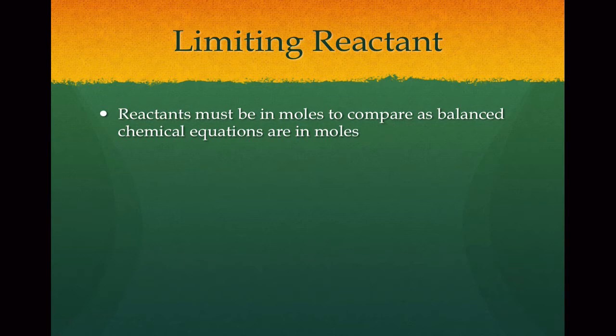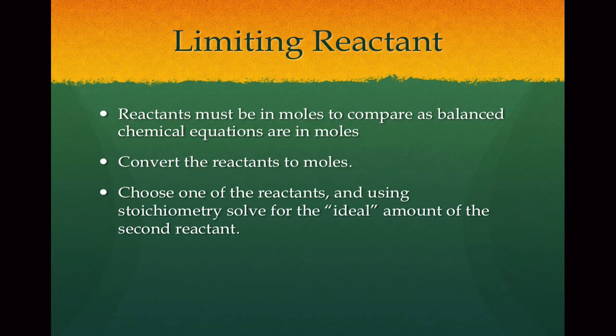So we want all of our reactants to be in moles. Okay, we're doing this so that we can compare them in the balanced chemical equation. If they are not in moles, we need to convert them to moles. So the first step is get all of your reactants in the value of moles. Choose one of the reactants, and you can pick either one. Typically, we'll do this with a system that has 2 different reactants, an equation with 2 different reactants.